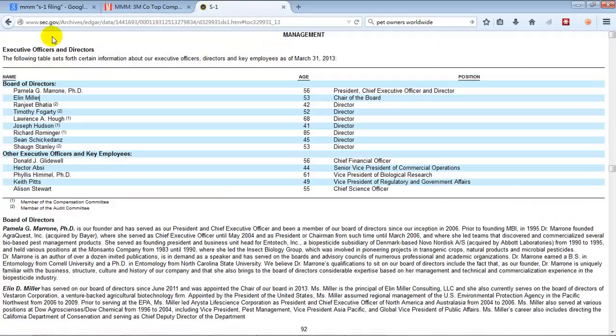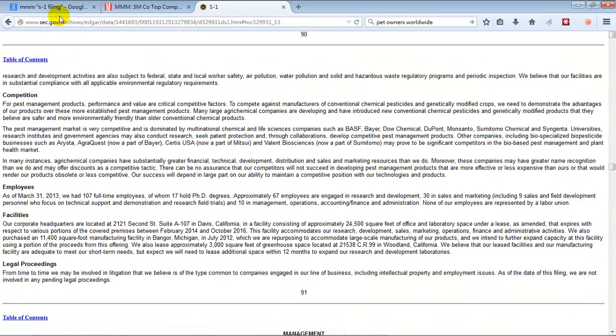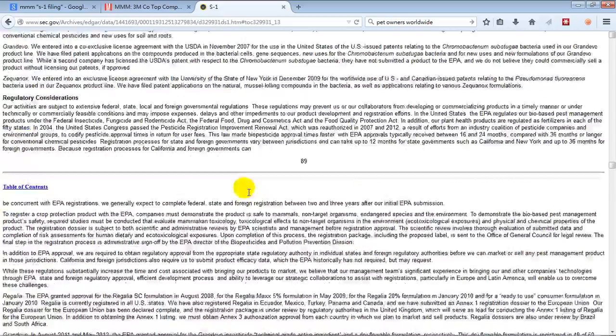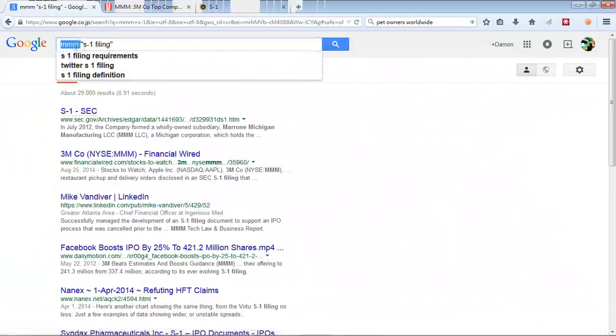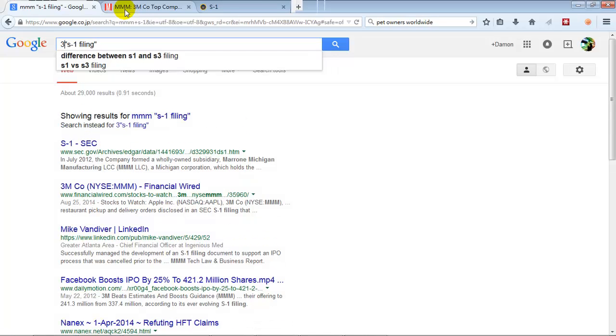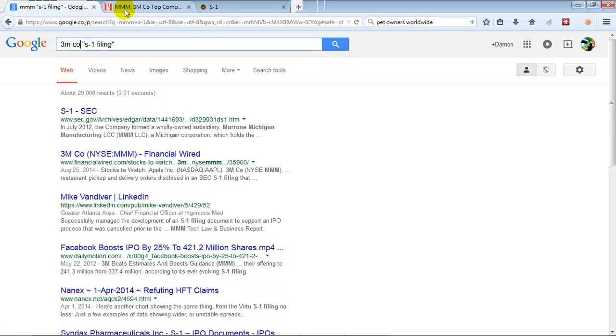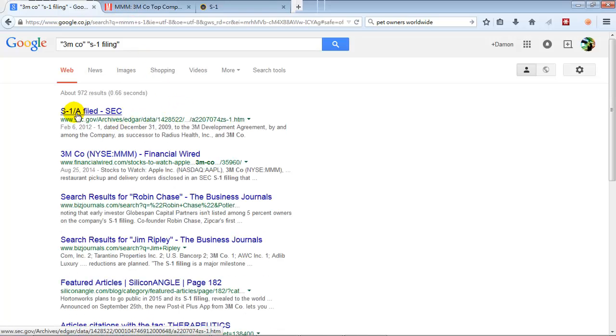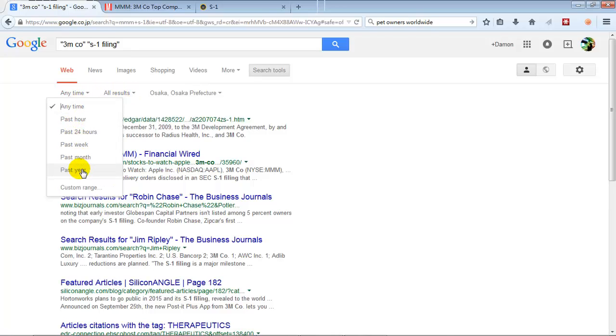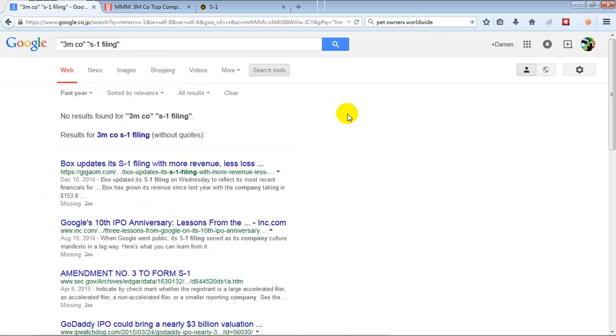Another is Googling the S1. You can find them on sec.gov. I always just Google it and I can usually get it. Type in the company name, you'll get it better. So 3M, for example, Co. I could probably get it that way. Yeah, there you go. S1 and S1A are basically the same. S1A is just updated. So you're going to want to get the newest one. Always go to search tools and do like the past year. Okay, that'll give you the best one.